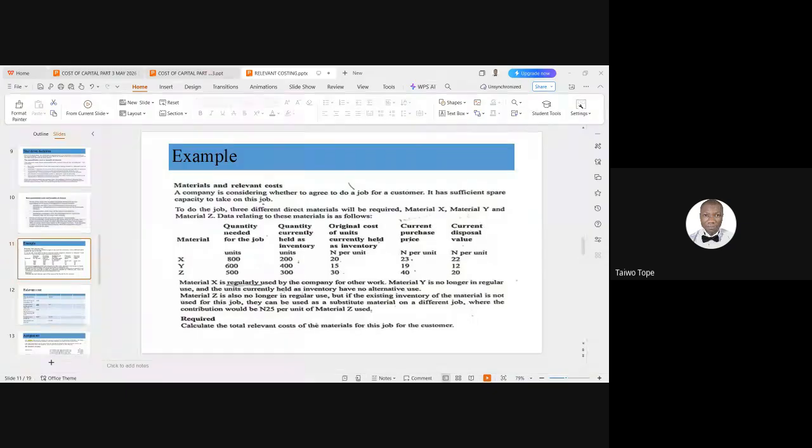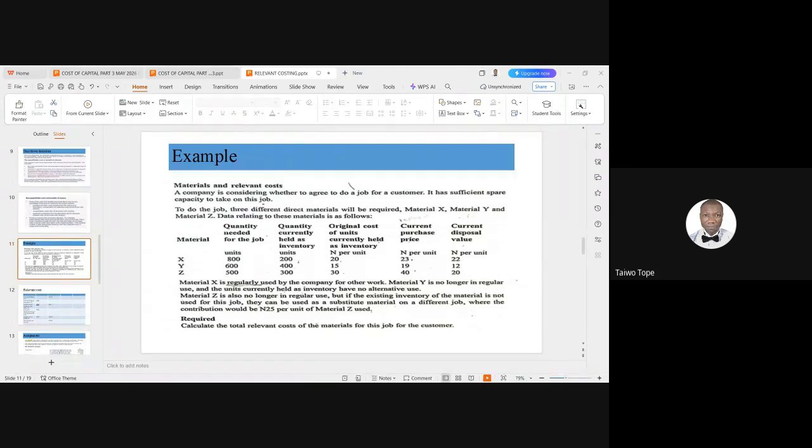So the relevant cost of 23 naira will be multiplied by what? By 800 units. Because it is in regular use. Is that clear, please? Yes, sir.